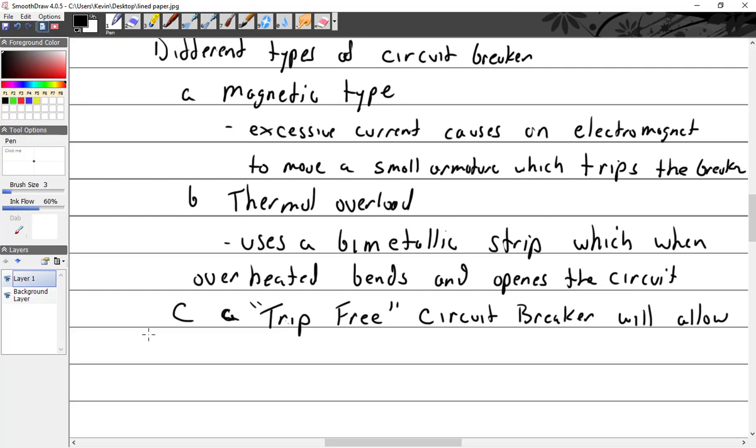Thermal protection on the engine. Thermal protection of an engine? Thermal protection on motors. Motors. Okay.